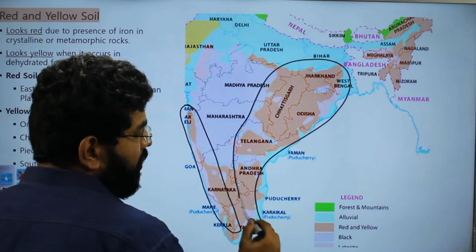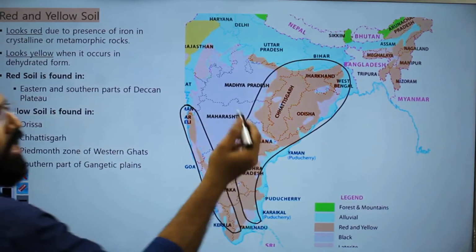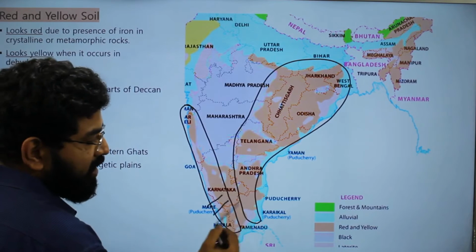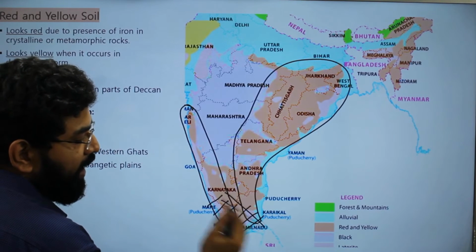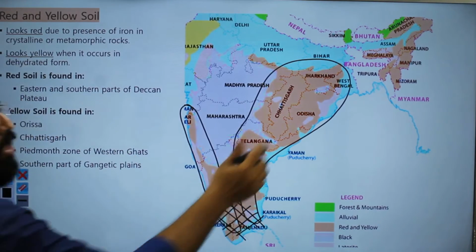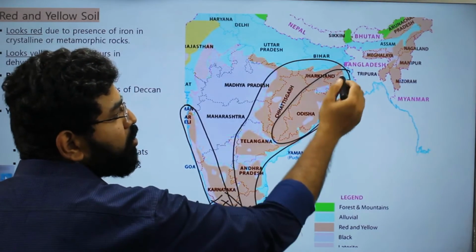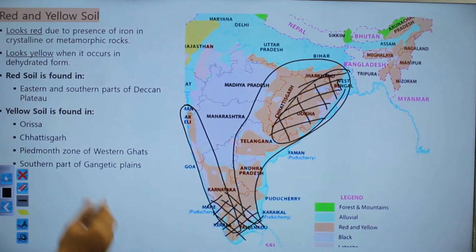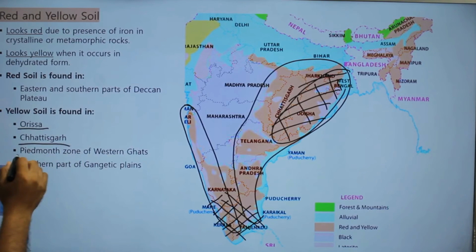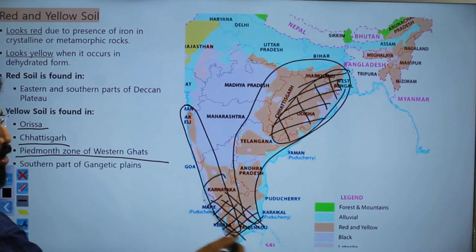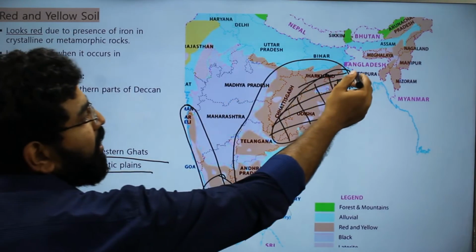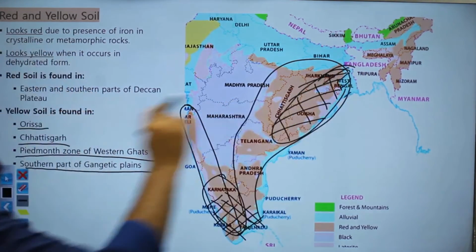So this region is generally, and in regions where there is a lot of heat, so you will have all the southern states, you will have a lot of heat, so dehydrated yellow soil. So in Odisha, West Bengal, also there is a lot of heat, so you will have red and yellow soil. So you will see that overlapping of red and yellow soil is there. So here you can see Odisha, Chhattisgarh, Piedmont zone of Western Ghats and the southern part of Gangetic Plains here near West Bengal. So you have your yellow soil.